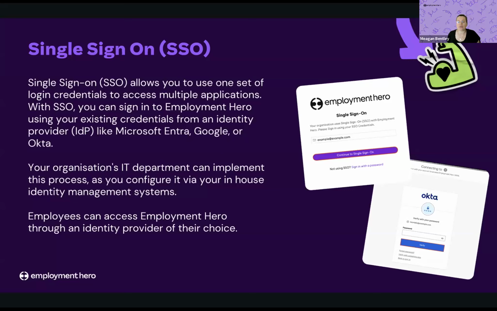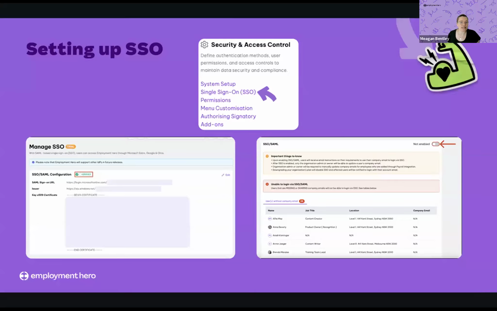So it will just allow your employees to then access Employment Hero through your identity provider of choice, which again, you can set up through Microsoft Entra, Google, or Okta. Now, once you have decided to set up SSO, under your settings in your main left-hand side menu, under your security and access control tile, you will then see single sign-on just here. So you'll then be able to fill in your identity provider details, as we can see just here.